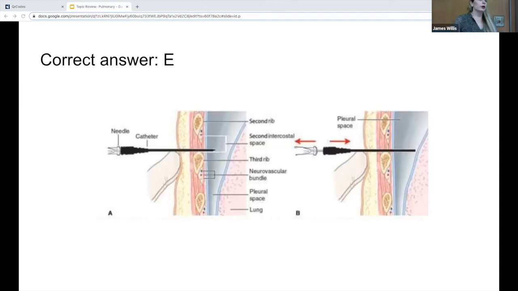Additionally, you don't want to go more medial than the midclavicular line if you choose that approach, because you risk injuring the mediastinal vessels. And when you're inserting the needle, you always want to go just superior to the rib to avoid the neurovascular bundles that are inferiorly located to the ribs.